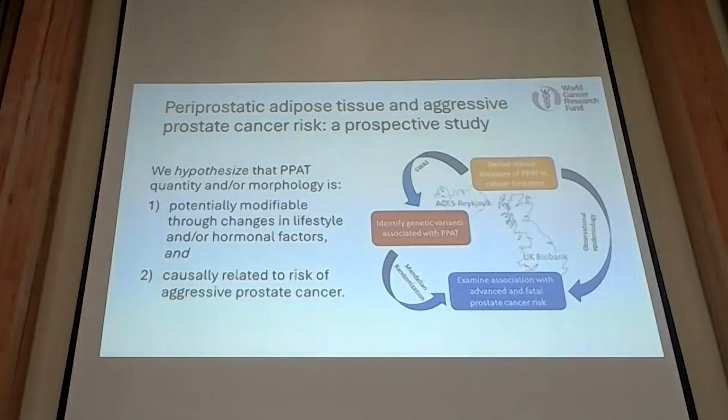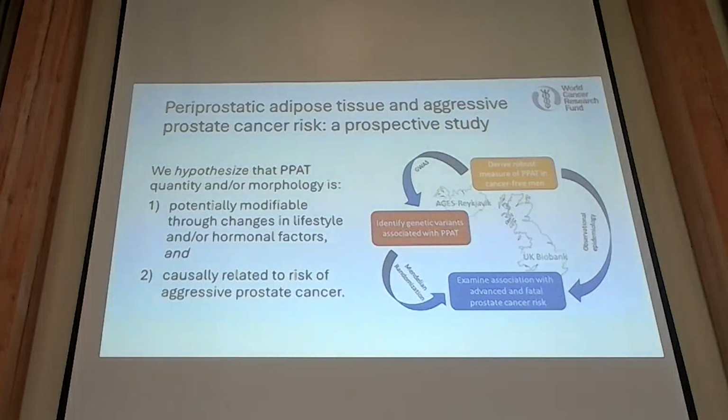So with those things in mind, we proposed, and were funded by the World Cancer Research Fund in 2023, to perform the first prospective study of periprostatic adipose tissue and aggressive prostate cancer risk, hypothesizing that maybe we could provide a little bit of preliminary evidence to test whether PPAT may be potentially modifiable through lifestyle changes, for example. And then secondly, hypothesizing that it may be causally related to risk of aggressive prostate cancer.